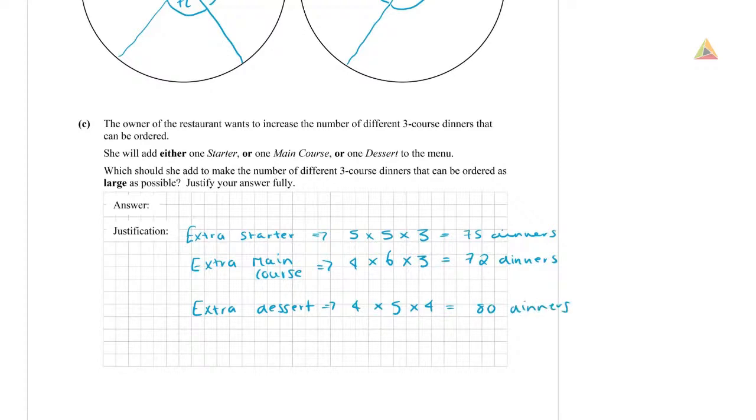So from that, the combination, or what we should add to make the number of different three-course dinners as large as possible, is 80 dinners, so it's going to be an extra dessert. So you really need to do these out to make sure that you're able to justify your answer. And that's the end of that question.